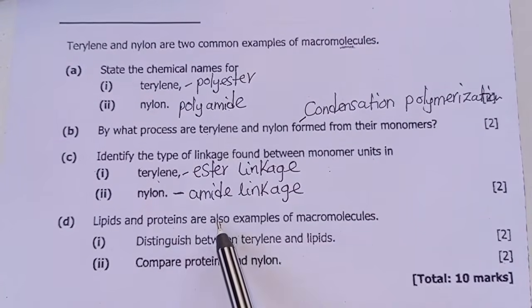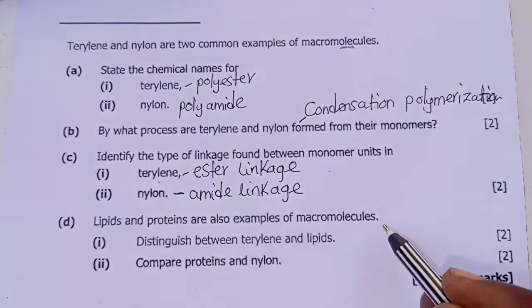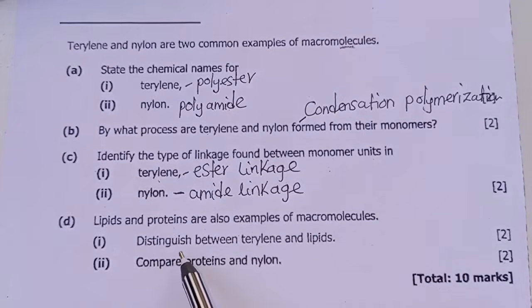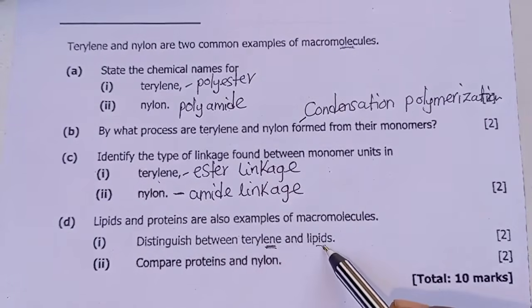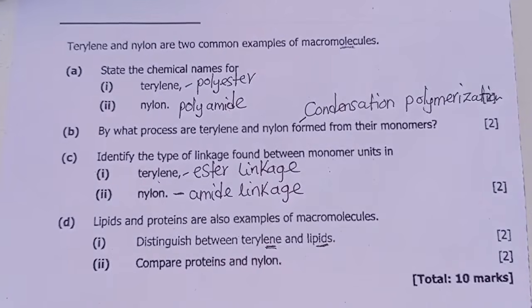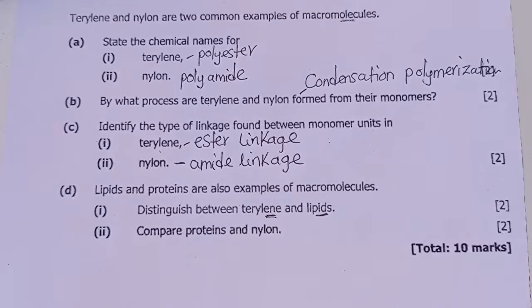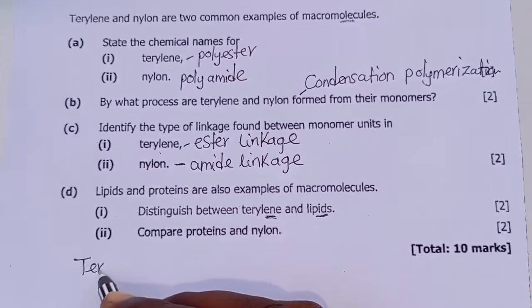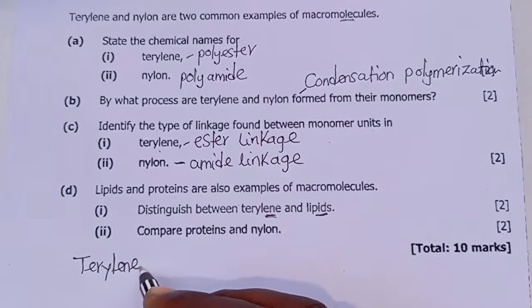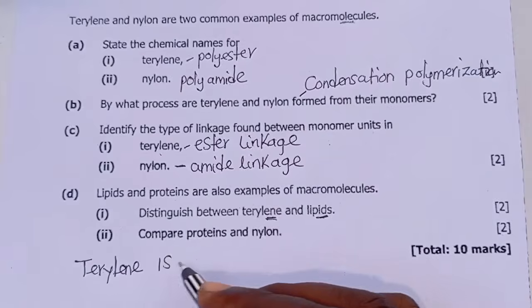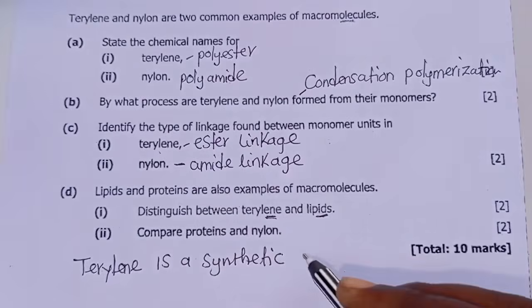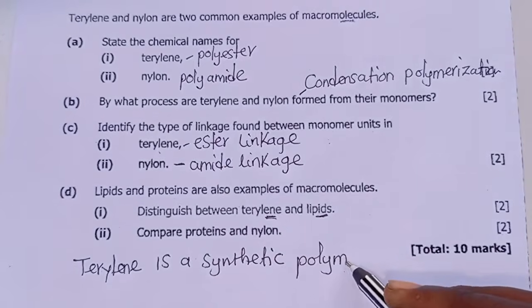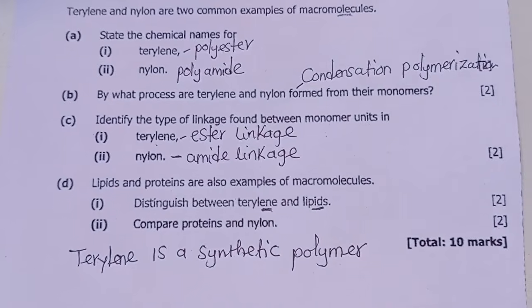I proceed now to this question that is here. Lipids and proteins are also examples of macromolecules. The first question that is here, they're telling us, distinguish between terylene and proteins. So we want to give a difference between the two. When you are giving a difference, you start with terylene. Terylene is a synthetic polymer. So you say terylene is a synthetic polymer.